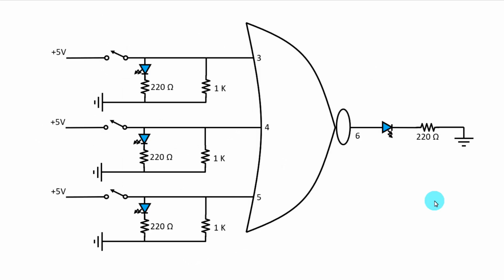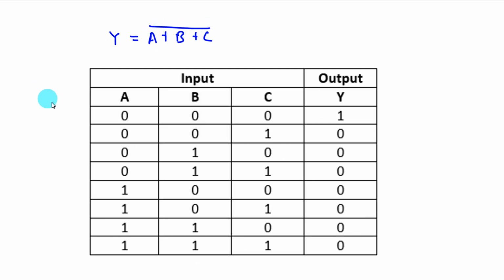Now let's see the truth table. This is our input A, input B and input C. And this is our output Y. For the NOR gate, we know Y equal to A plus B plus C whole bar. So as you can see, whenever all the inputs are 0, 0, 0, then only we are getting output as 1. And for any other condition, we are getting output as 0.